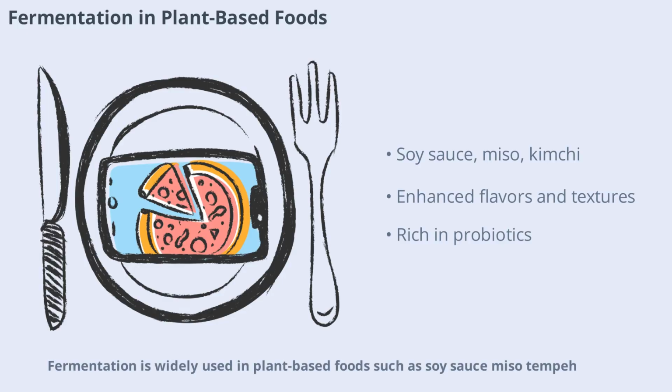Fermentation is widely used in plant-based foods such as soy sauce, miso, tempeh, and kimchi. Microorganisms break down plant proteins and carbohydrates, creating new flavors and textures. These foods are often rich in beneficial compounds like antioxidants and probiotics, making them popular choices for health-conscious consumers.